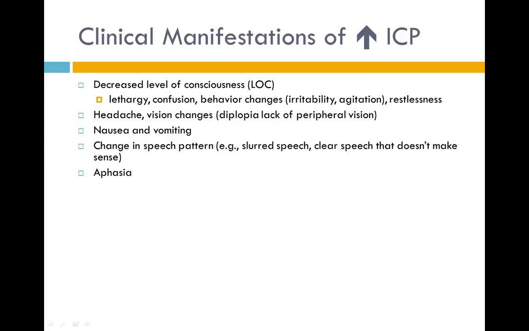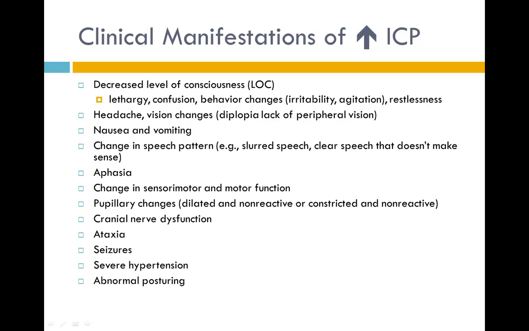Speech and facial muscle innervation can be impaired due to an injury, insult into the brain, and cause aphasia. Pupillary changes can occur, in particular dilated or constricted pupils that are non-reactive to light. Changes in motor or sensory function, cranial nerve changes, ataxia, seizure activity, hypertension, and abnormal posturing.